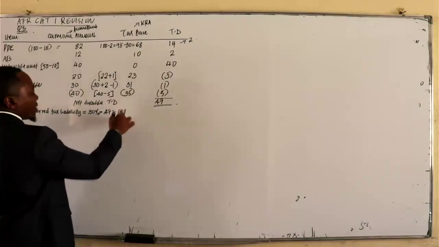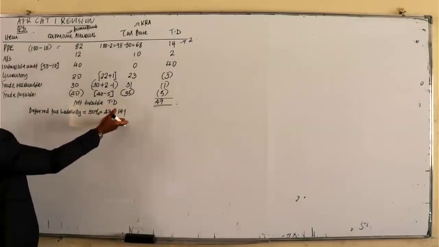14.1, eh? 1. What was the question? Compute the deferred tax balance as at 31st of May 2022 and the charge to the income statement for the year. So how do we get that? We already have the deferred tax as at the end. So what do we charge to the income statement?